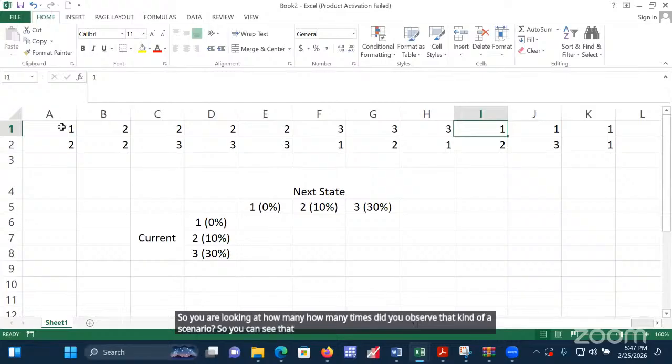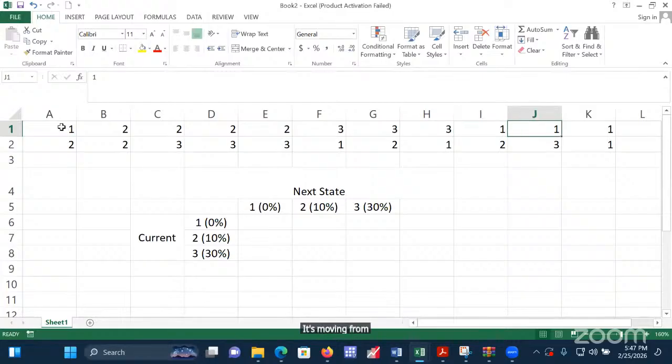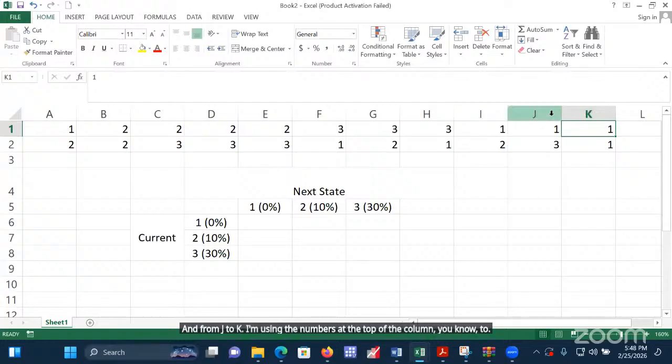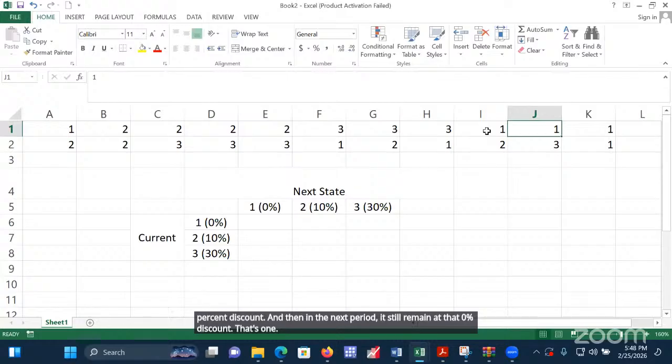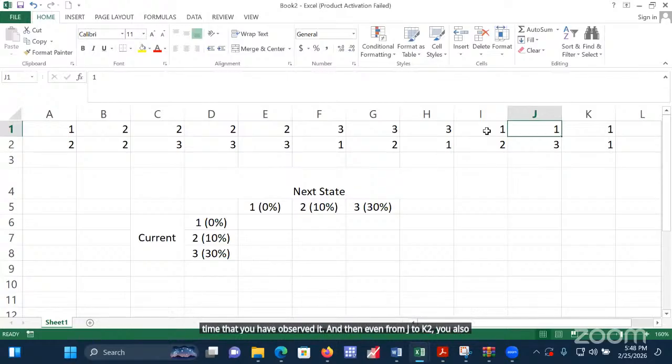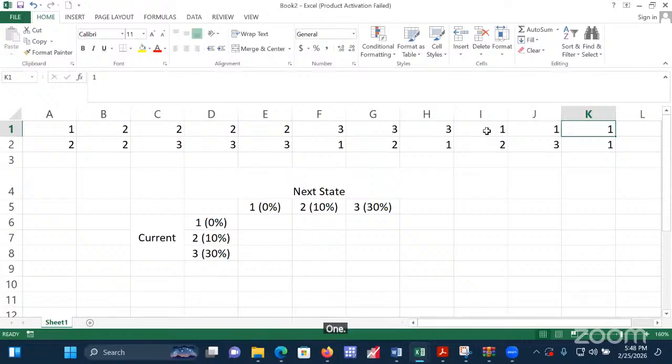So you can see that from I to J, it's moving from 1 to 1. That's one scenario. And from J to K, I'm using the numbers at the top of the column to represent my time. So from J to K, you can see that it's also moving from 1, and then at K, it returns back to 1. What it means here is that the customer was enjoying no discount. It was on 0% discount. And then in the next period, it still remained at that 0% discount. That's one time that you have observed it. And then even from J to K too, you also observed it. It was in 0% discount at time J. And then in time K, is still at 1. It's still at state 1, which is 0%. That means there are 2 times that you observed it. I hope it's clear, Oliver.